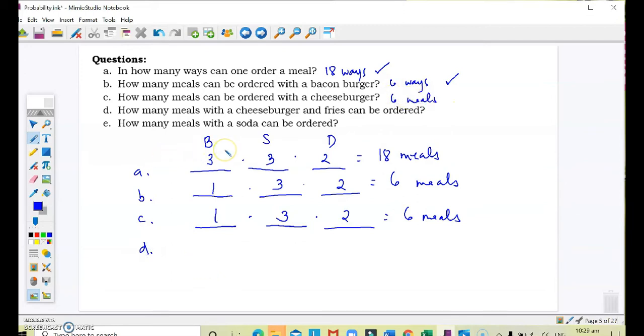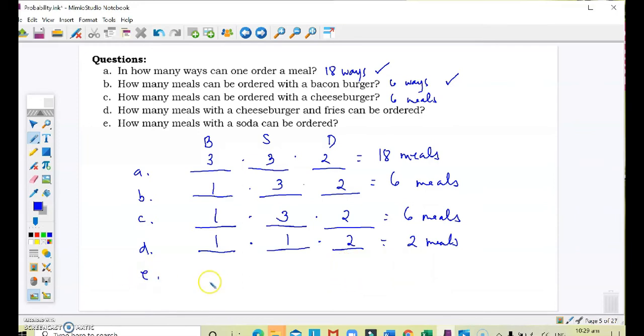How many meals with a cheeseburger and fries can be ordered? In this case, the burger should be a cheeseburger, so there's only one choice. There's also one choice for the side dish because the side dish should be fries. So, one choice. Times, how many choices do we have for the drinks? No specification, so we have 2 choices. That's why it's 1 times 1 times 2. We have 2 meals that contain a cheeseburger and fries on it.